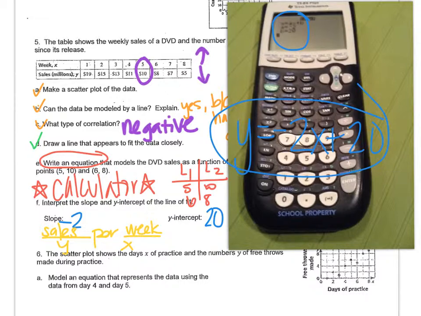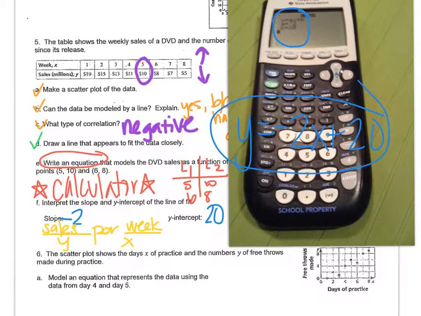Now for the interpretation of our y-intercept. Our y-intercept was 20. Remember, first of all, it's a y value, so that means this has something to do with sales, so it's money, and it's in sales. And our y-intercept is always where we begin. It's a beginning value, and so this tells us that we began with $20 million in sales. This is the interpretation of our y-intercept.